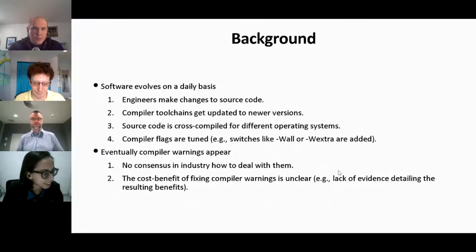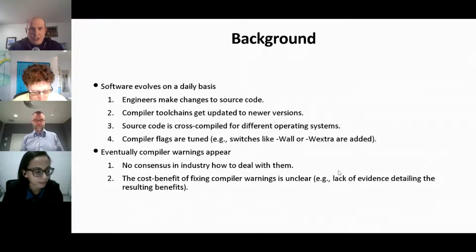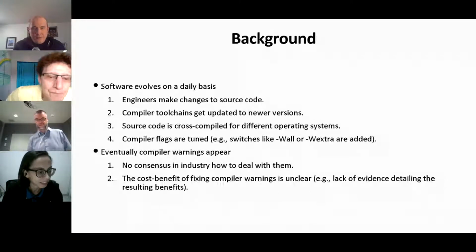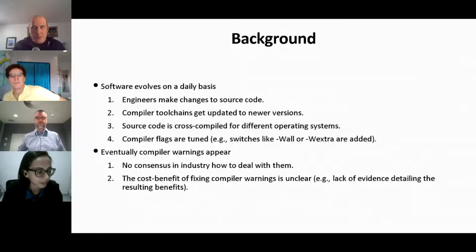So the background is very simple. Software evolves on a daily basis. At some point, those changes cause compiler warnings to happen. And here come the questions. What do we do with those warnings? So for example, do we fix them? Do we not fix them? Do we fix only some of them?